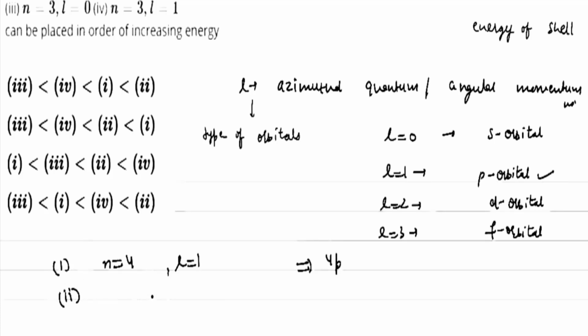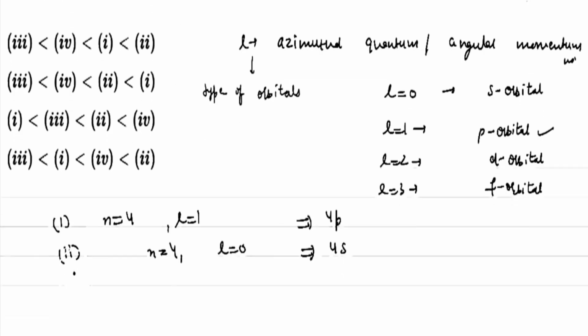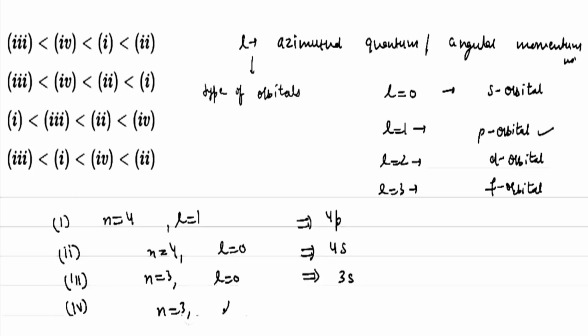Second is n value 4, l value 0. So if l value is 0, it means it is an s orbital, so it is the 4s orbital. Third is n value 3, l is 0. So l is 0, that means 3s orbital. And fourth is n 3, l 1. So l is 1, that means this is the 3p orbital.